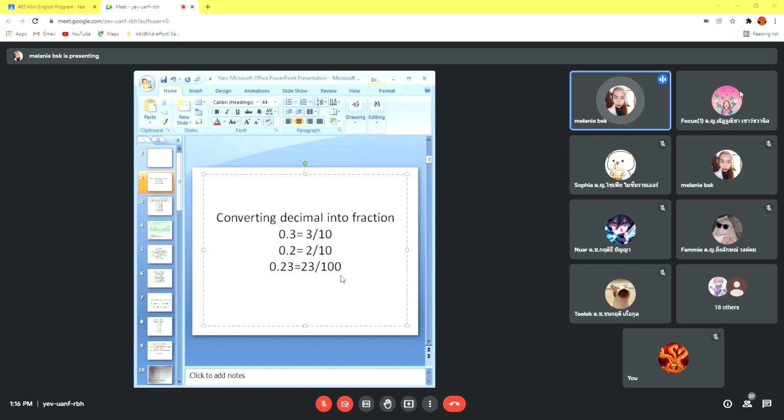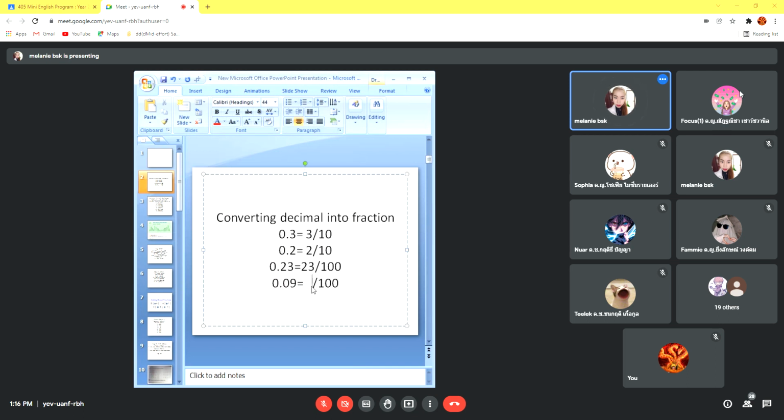Can you follow? One more. I'm going to put this one, 0.09. So 9 is in the hundredths place, right, children? So the denominator should be 100. That's why, since it's in the hundredths place, you're going to write 100.